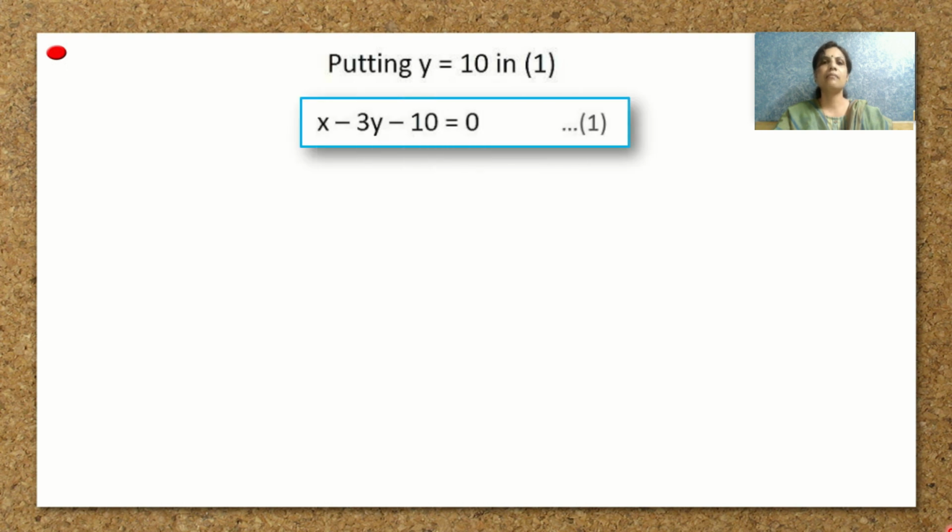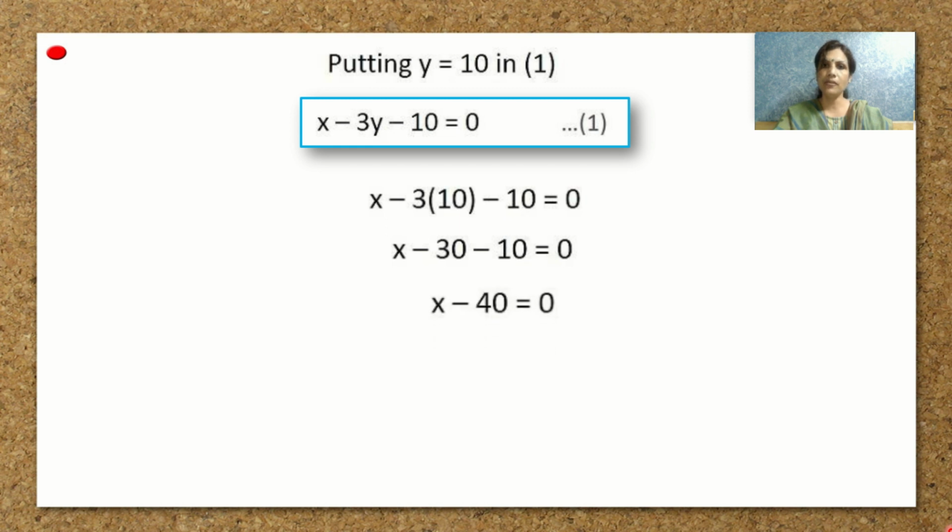It is x minus 3y minus 10 is equal to 0. Let's put y is equal to 10 here. So we get x minus 3 into 10 minus 10 is equal to 0. So x minus 30 minus 10 is equal to 0. We get x minus 40 is equal to 0, and therefore x is equal to 40 is the value of x.